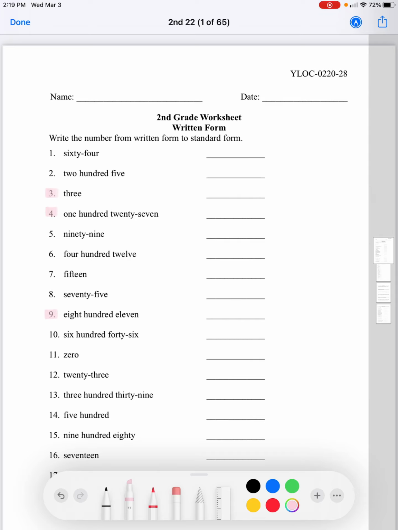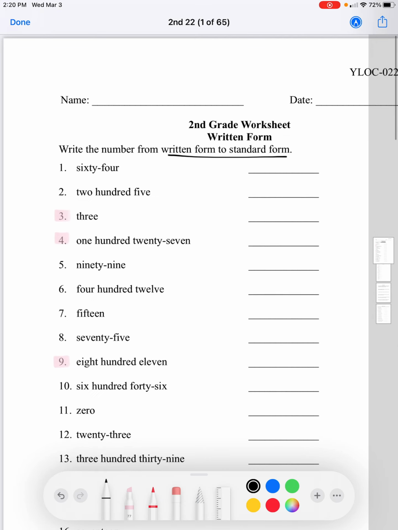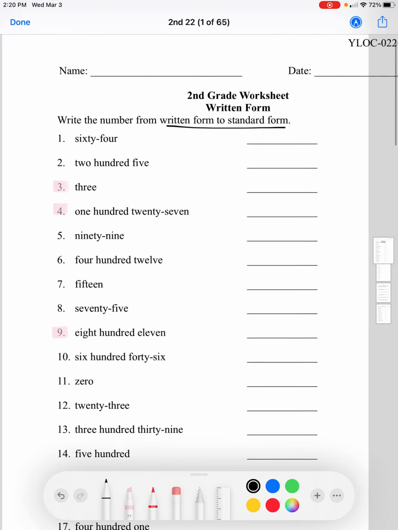So we're going to be starting with written form for numbers. The directions say to write the number from written form to standard form. So we have the numbers given to us in written form here, and we're going to write them in standard form, which is just with the regular numbers. So let's start with our first example.